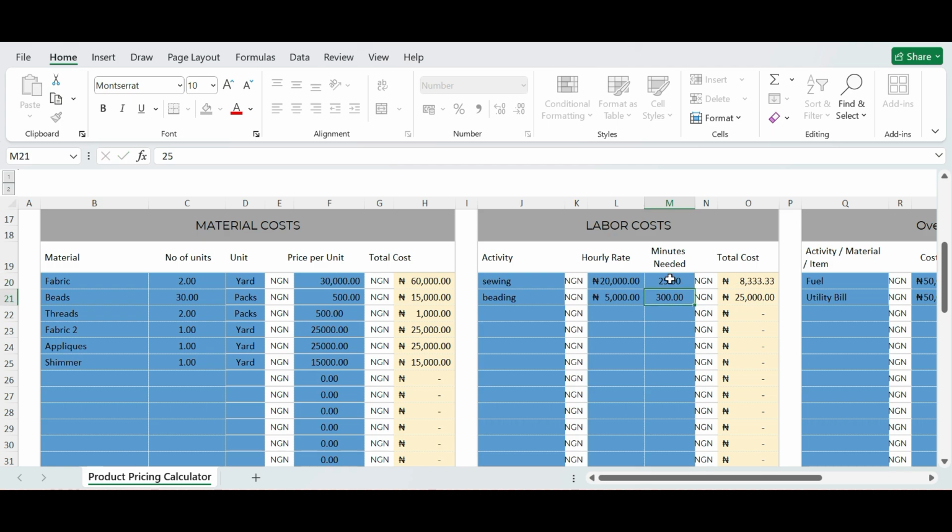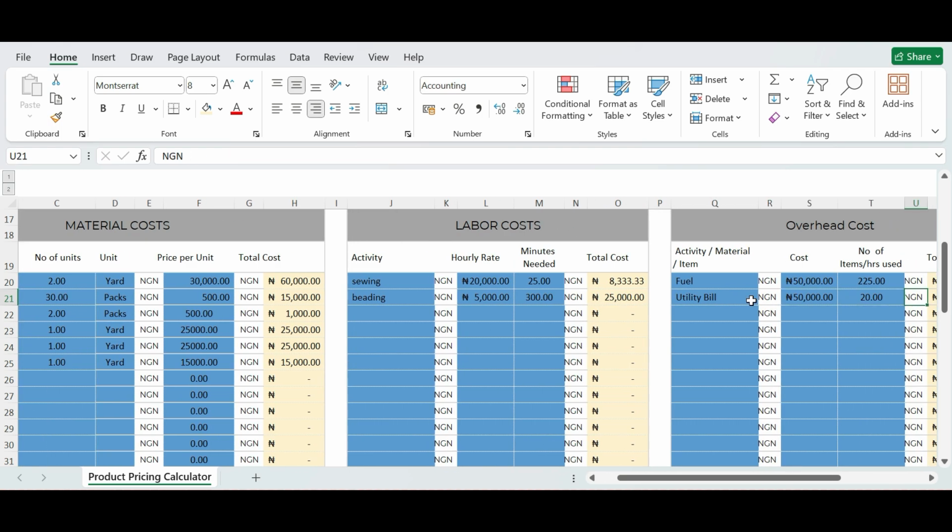It would be easier if you can track the input, the time that your tailors, your beaders put into this work, so that you actually know what you're paying them. Another advantage of this product. Alright, so maybe for beading it takes 5 hours, and an hour is 60 minutes, so 300 minutes to do it. Okay, so 300 minutes, it will cost about 25,000 naira. So you've got your labor cost.